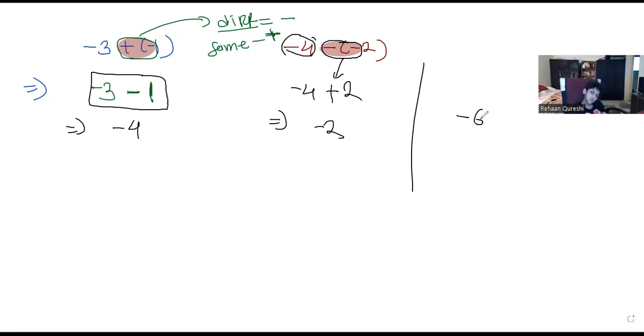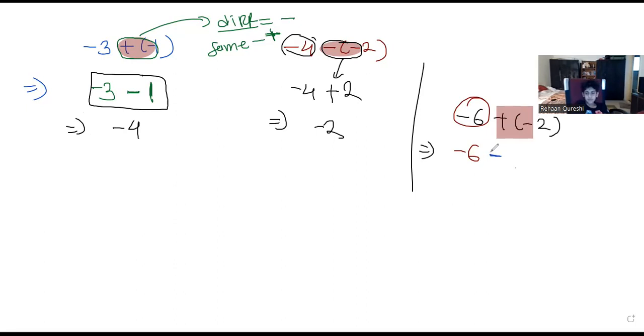So tell me the next answer. Minus 6 plus minus of 2. First of all, we are writing minus 6 as it is. Yes. Instead of these two signs, which sign are we putting here? Yeah, addition.